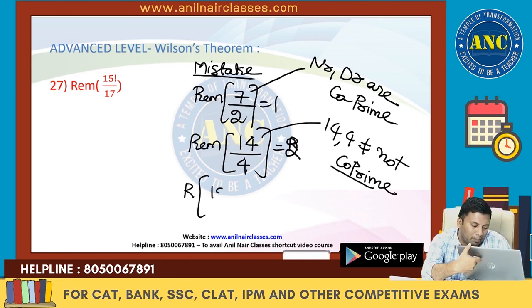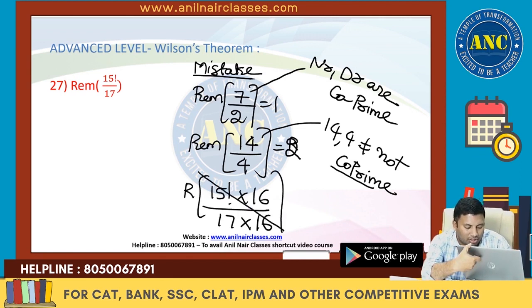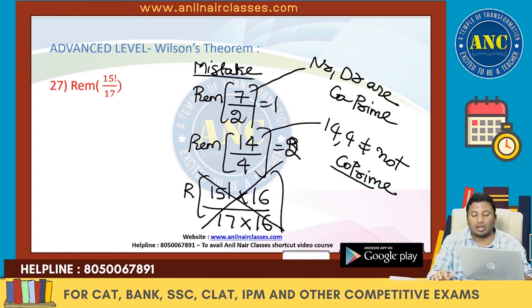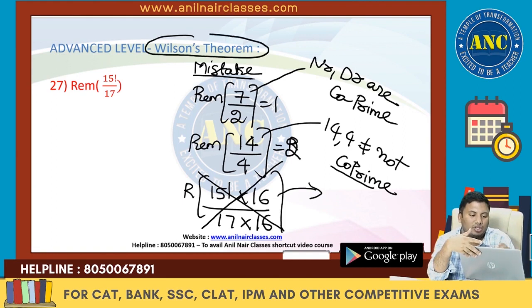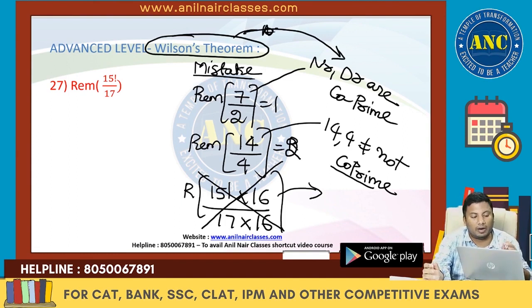Please don't multiply and divide by 16 in the numerator and denominator and try to solve the question. This is a wrong way to do the question. By multiplying the numerator and denominator by 16, you are making the numerator and denominator not co-prime to each other. Wilson's theorem is used when numerator and denominator are co-prime to each other. If you multiply and divide with 16, the HCF of numerator and denominator will be 16. But it has to be co-prime to each other.